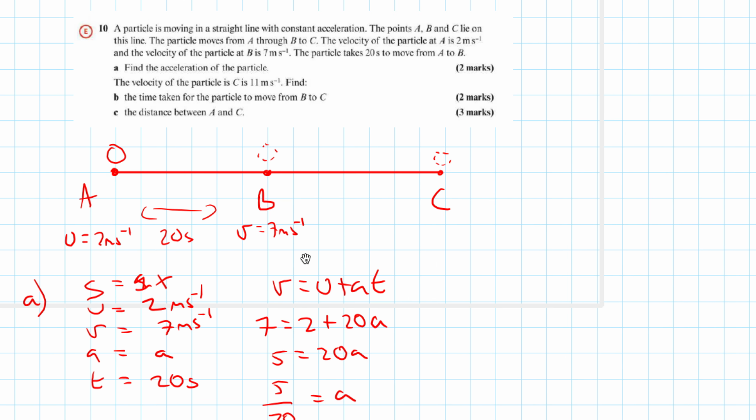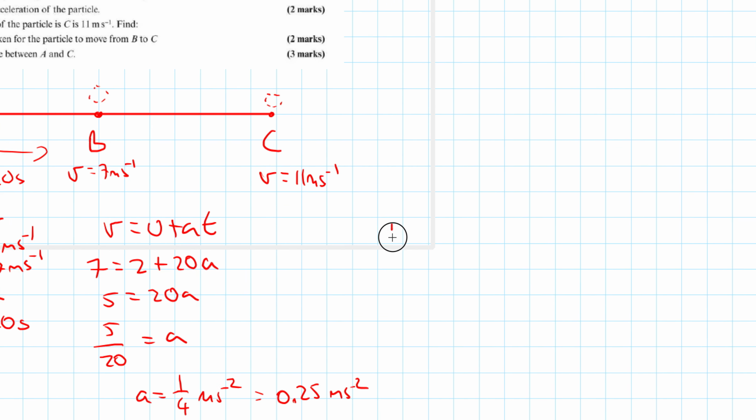The next step then is we've now got some more information, so we now know that the velocity of the particle at C is 11 meters per second. So we know v is 11 meters per second, and it wants us to find the time taken for the particle to move from B to C. So here we write S, U, V, A, T. S we don't know, and we don't care about in this question. We're only interested in the time. Our u at this point is 7 because we're starting from B, and our final velocity is 11 because we're ending at C. So this is from B to C.